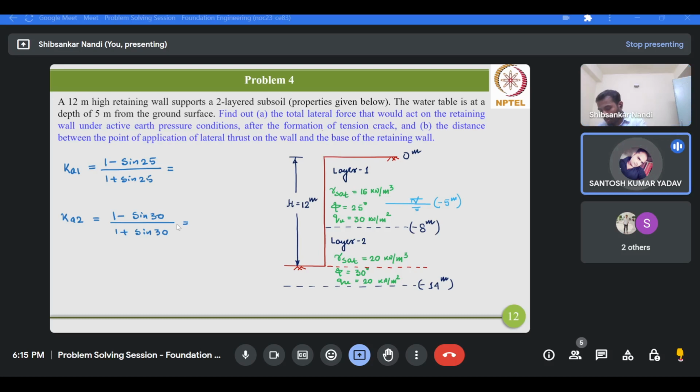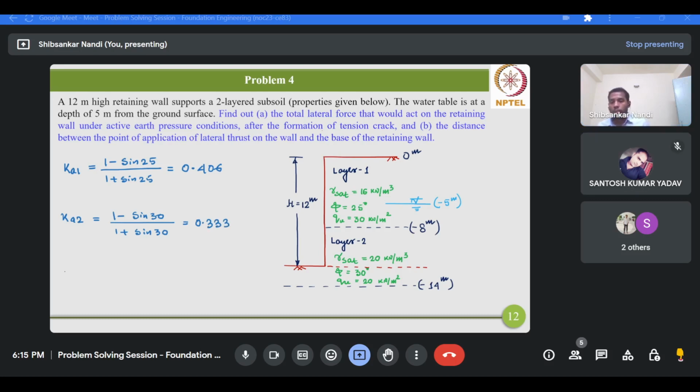First value is 0.405. Okay, so 0.406. Okay, this time you are getting the correct one. And then I think this should be 0.33, sir.